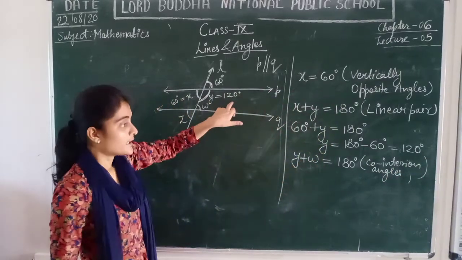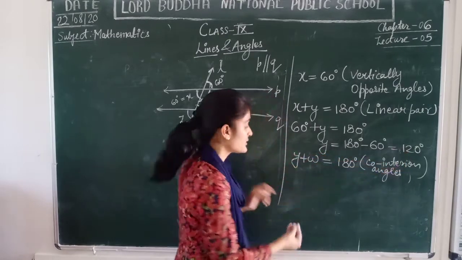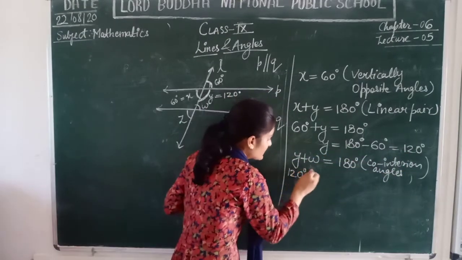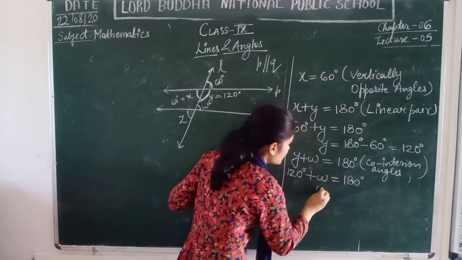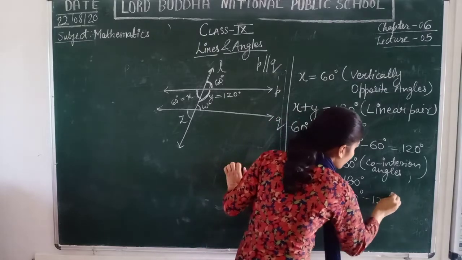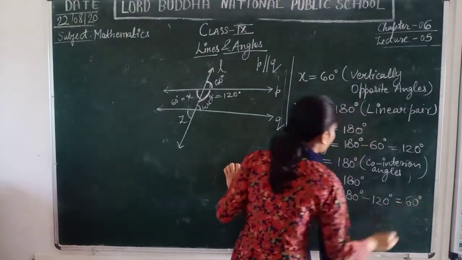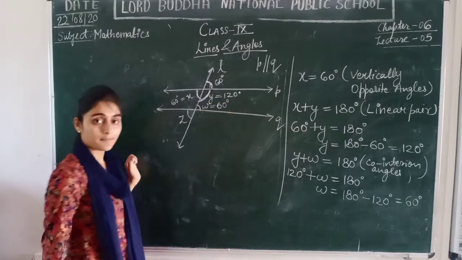They are forming co-interior angles, right? So the value of Y, we have just found, is equal to 120 degrees. Just put that value. Plus W equals to 180 degrees. So W equals to 180 degrees minus 120 equals to 60 degrees, right? So you got the value of W also, which is equal to 60 degrees.